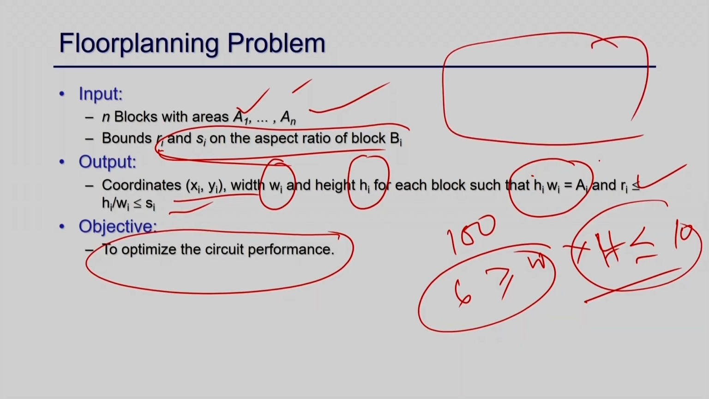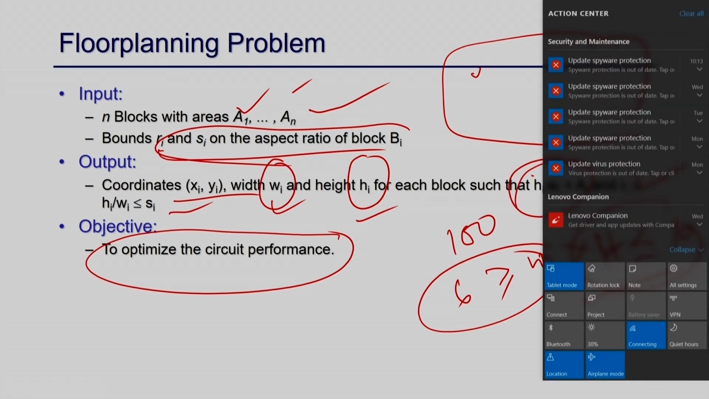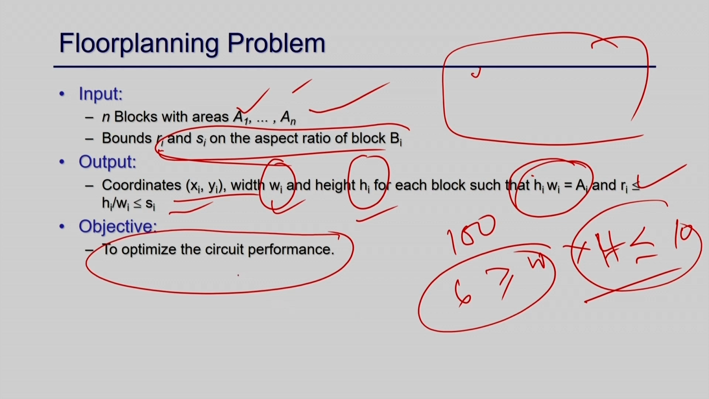So, with the coordinates of each block, you also find the aspect ratio, that means the width and height of each block, you try to finalize, so that the total area fits into this area target. And you have some optimization goal, like optimizing the total area or optimizing the routability, interconnection cost and others, right. So, this is the floor planning problem.